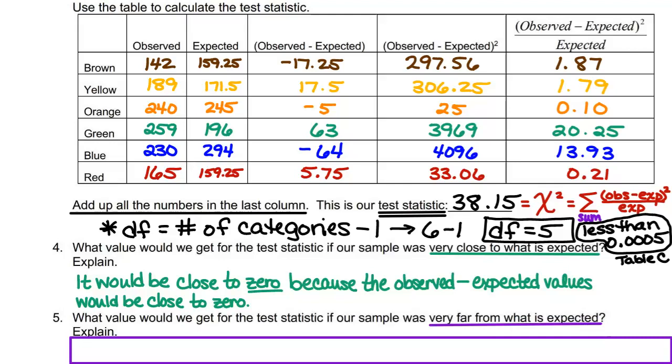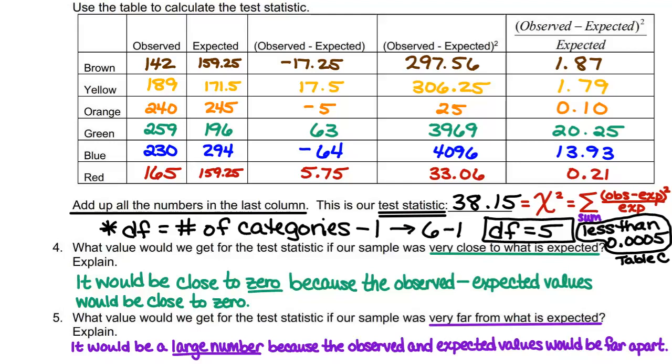What value would you get for the test statistic if the sample was far away from what was expected? Big number. A big number. Something large. Observed and expected values would be farther apart.